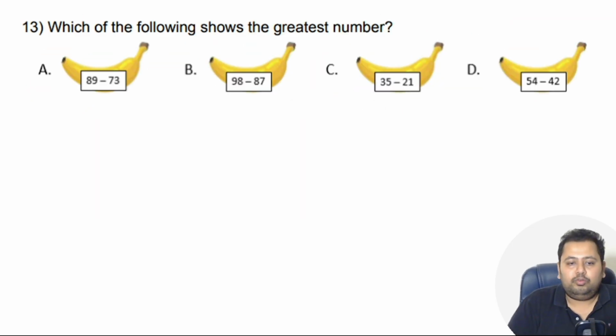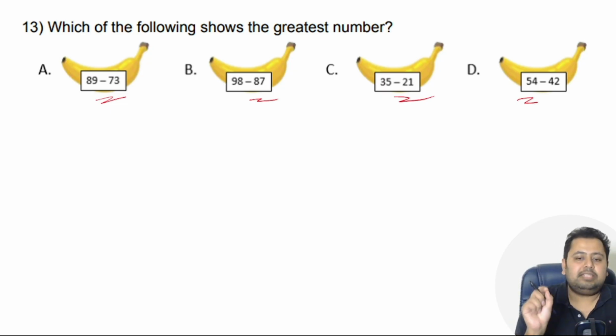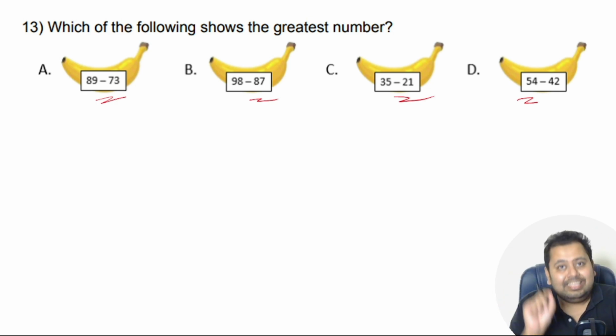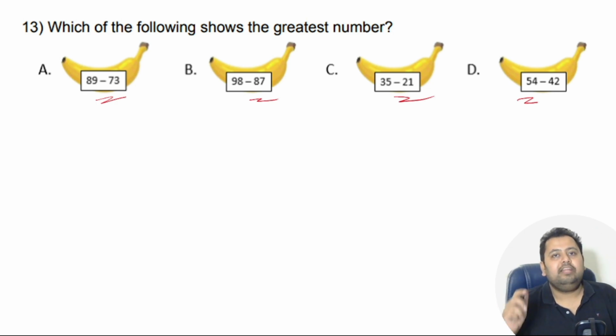Which of the following shows the greatest number? So on a banana, there are some numbers given, and some subtraction problems. You have to find out which of them is the greatest. So just do the subtraction and find out which option has the highest number. Pause the video, solve it by yourself, do the subtraction for all 4 options, and then watch the solution, right?